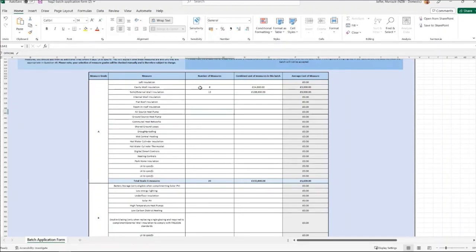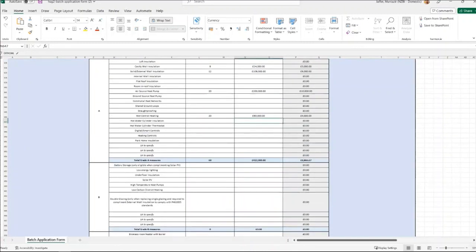After that, every property is going to receive an air source heat pump, and that will be 200k. And finally, we know that every property wants to receive wet central heating. We want to upgrade their wet central heating, and they were £4,000 per unit, giving us a total of £80,000.